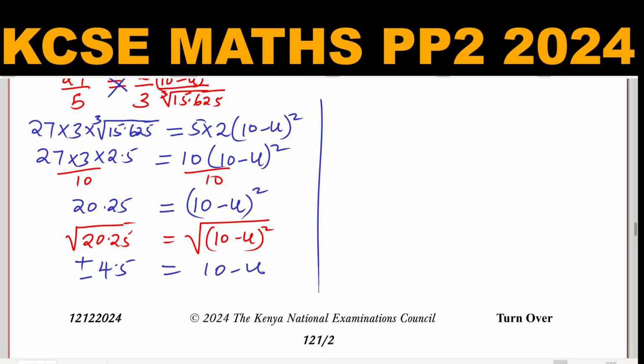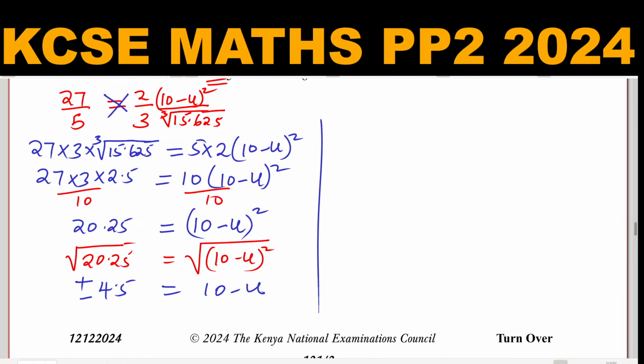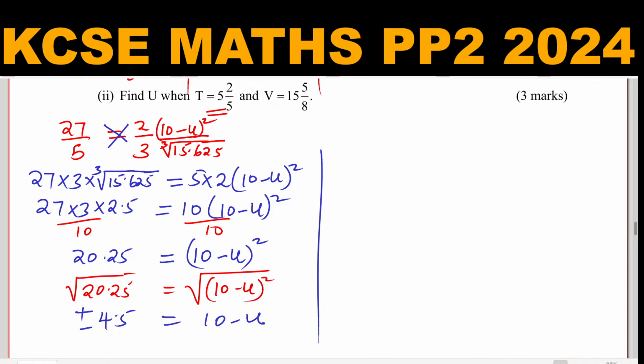Remember, when you're getting the square root, you get either a positive or negative value. So now this one makes things easier, because the first solution will be 10 minus u is equal to the positive 4.5, and this will give u as 10 minus 4.5. Here u will be 5.5.